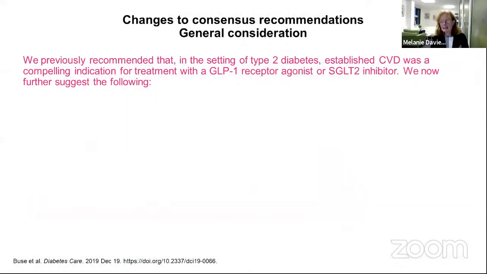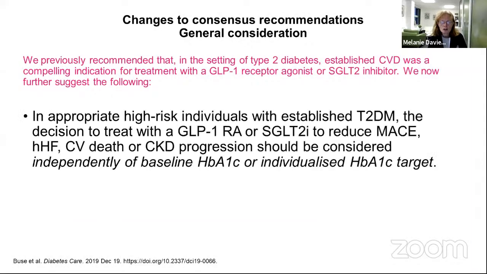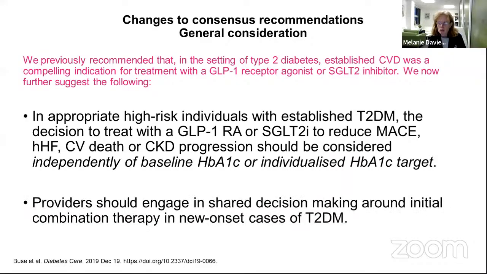So what did we say at the ADA EASD based on this new evidence? We amended our initial guidance to say that in patients at high risk or with established disease, we should be using these agents independent of baseline A1C or individualized A1C target. We should use them. We should add them. In REWIND, there was no lower limit of A1C for patients to be recruited into these studies. And there is maybe a case for using earlier combination, but we didn't feel there was sufficient evidence to promote that in all patients.